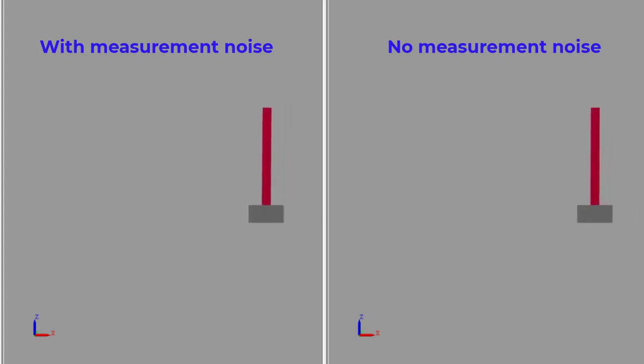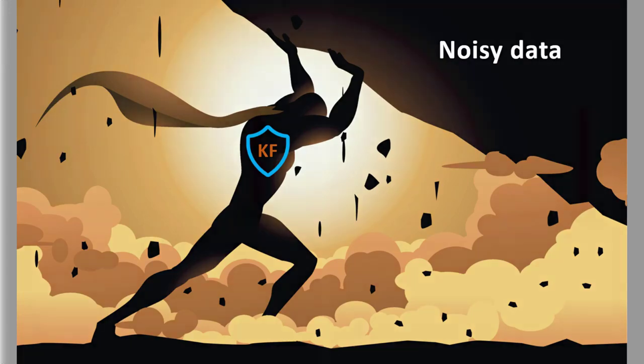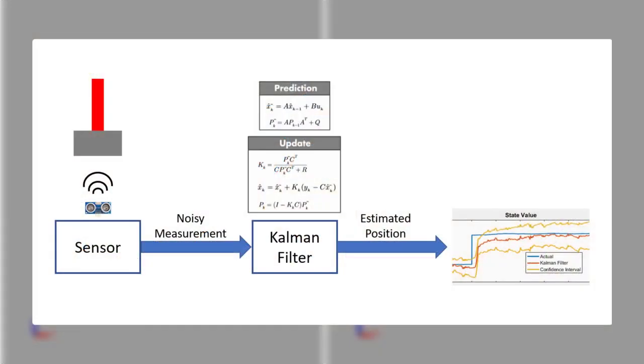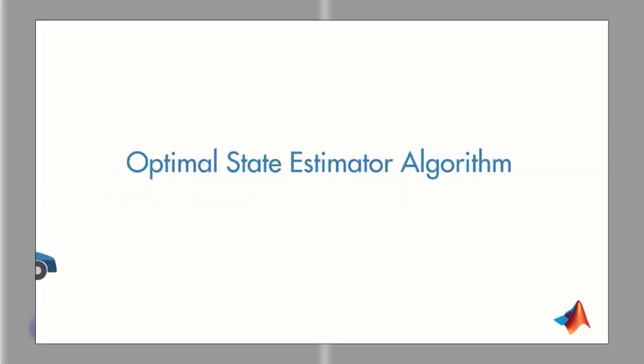This is where the Kalman filter comes in to save the day. The Kalman filter will be used to estimate the position of our system by filtering out the noise. I won't go into depth on how the algorithm works, but if you're interested, be sure to check out this video series on Kalman filters. My colleague, Melda, does a fantastic job of explaining the topic.